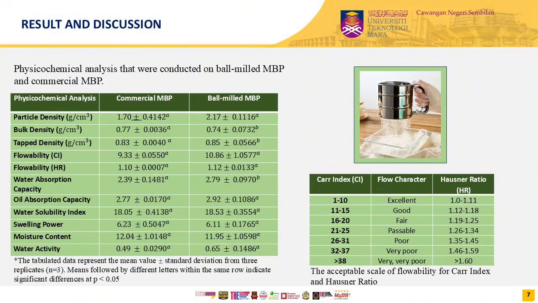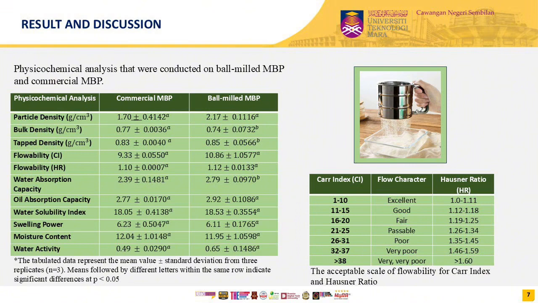commercial mung bean powder. For density analysis, particle density of ball mill mung bean powder is higher than commercial mung bean powder, indicating ball milling slightly increases the particle density of the mung bean powder. The bulk density of the ball mill mung bean powder is slightly lower than commercial mung bean powder, suggesting minor structural changes. Therefore, high bulk density is preferred because it does not take too much space when distributing and decreases the packaging cost.